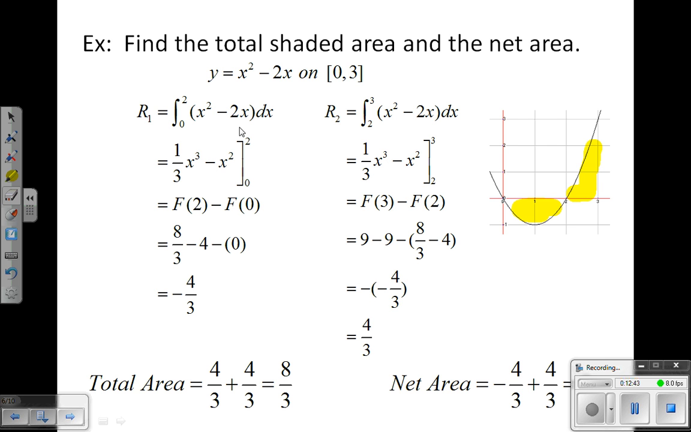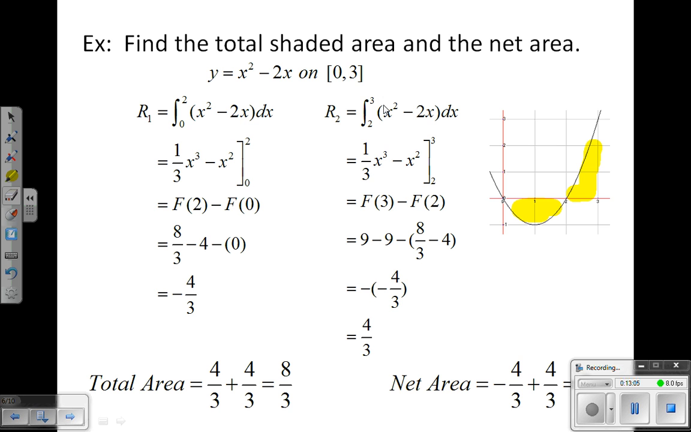And then what I was saying before about the fundamental theorem, you're going to plug the top number in first, so f of 2 minus, and then plug in the bottom number, 0. So if I plug 2 in for x, I get 8/3 minus 4, and then when I plug 0 in, it's just 0. Okay, for region 2, that's this area over here, same kind of thing.